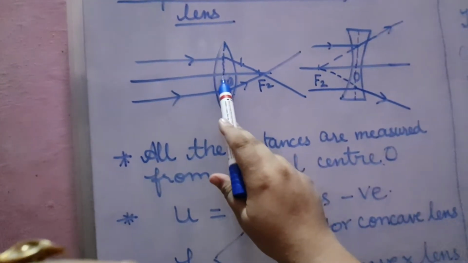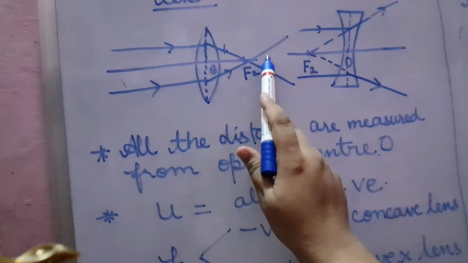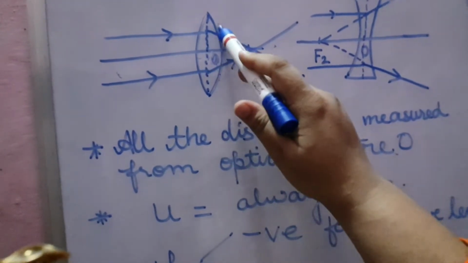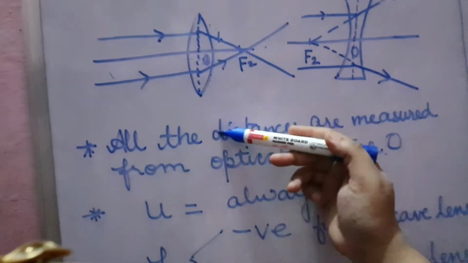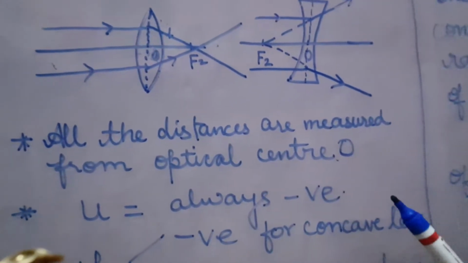Okay, all the distances towards the left side of O, they are considered as negative. Right side of O, it is positive. Above the principal axis, the distances are positive, and below the principal axis, they are negative. It is similar to the mirrors.